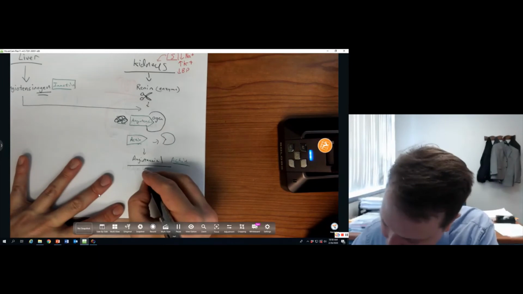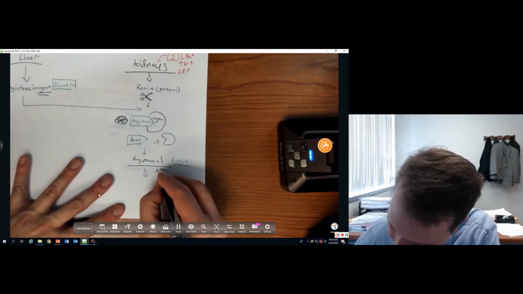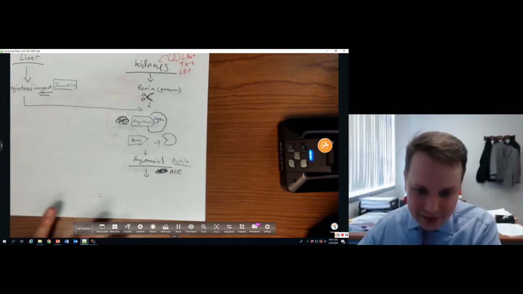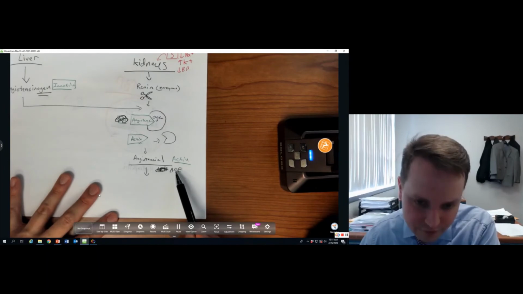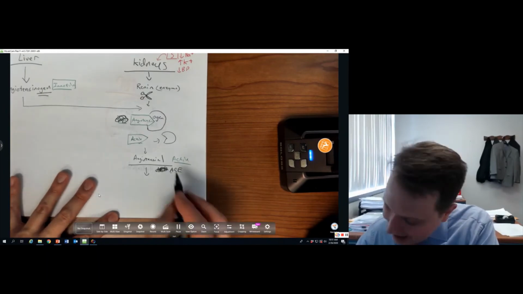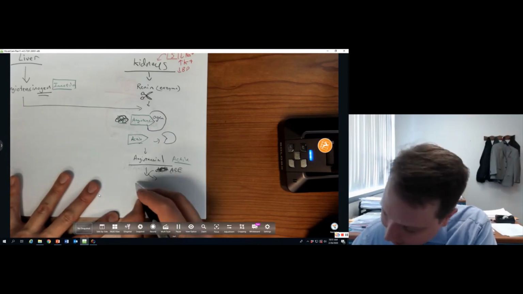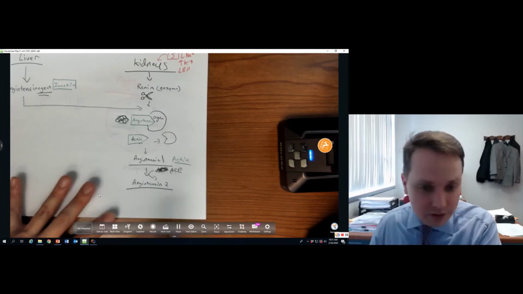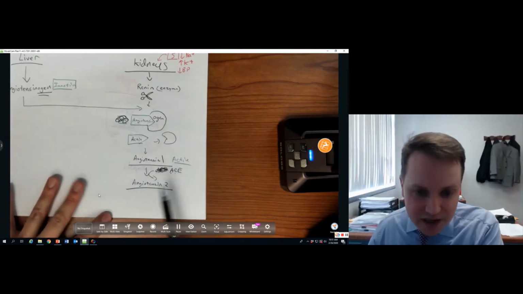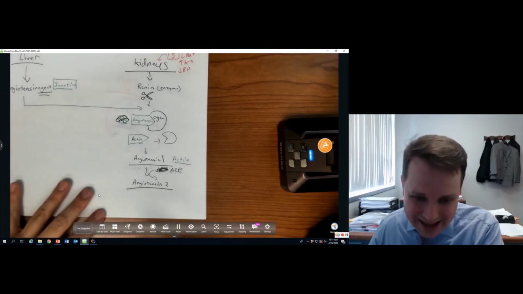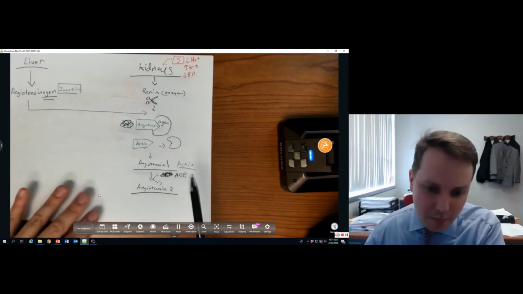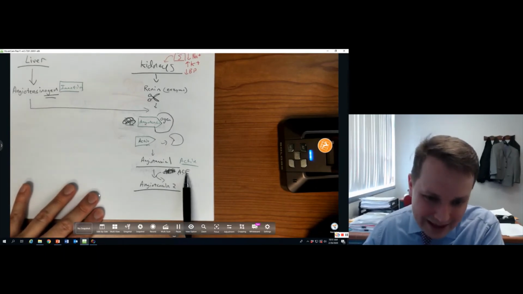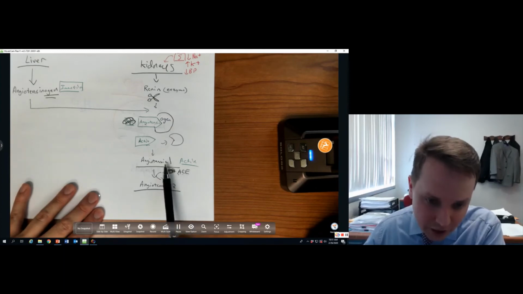Now, angiotensin 1, there's another enzyme here called ACE. It stands for angiotensin converting enzyme. ACE comes in and makes angiotensin 2. So it's just a little bit different. ACE, angiotensin converting enzyme. Now you've probably heard of ACE inhibitors. An ACE inhibitor inhibits ACE from turning angiotensin 1 into angiotensin 2.